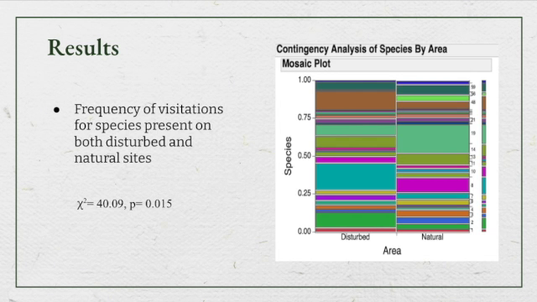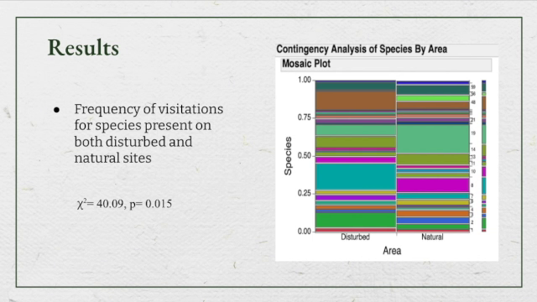However, the species composition did show a significant effect between landscaped and natural sites. The chi-square value ended up being 40.09, and our p-value was 0.015, or in other words, significant.